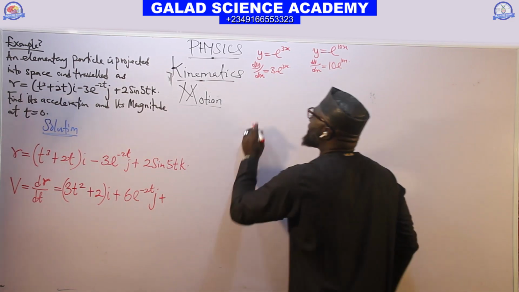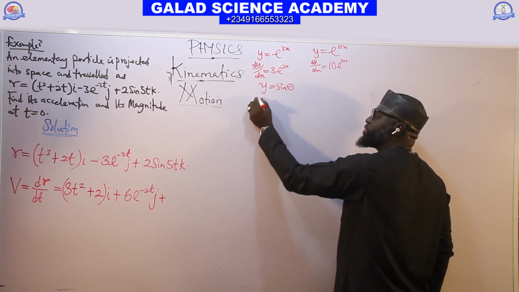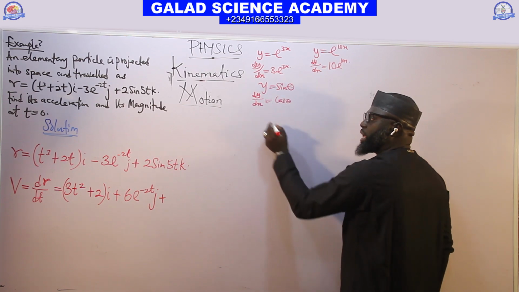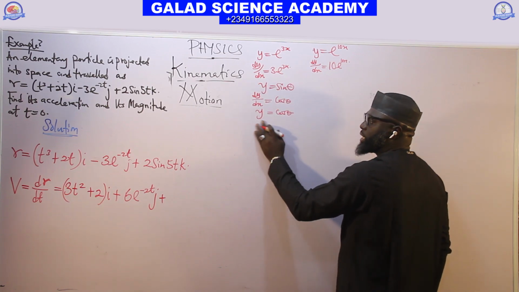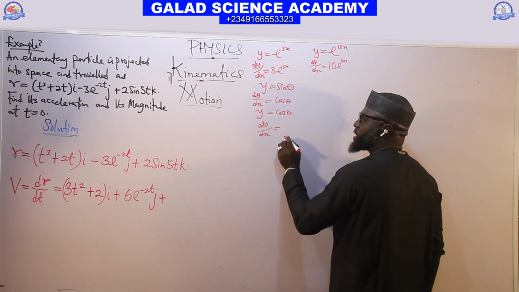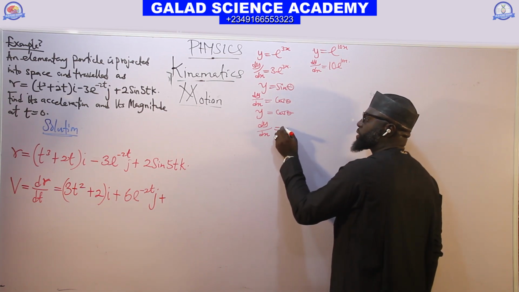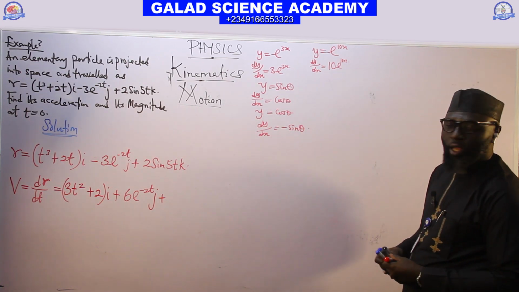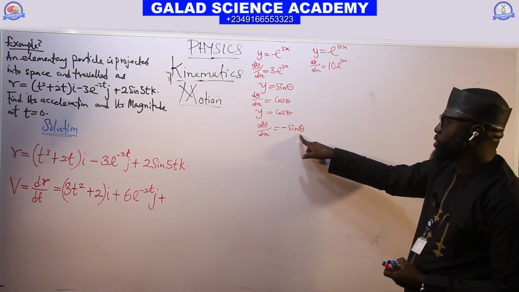And the next one is sine. Whenever we have y equal to sine theta, the derivative dy/d theta of sine theta is always cos theta. If y is equal to cos theta, dy/d theta for cos theta is always minus sine theta. If we differentiate sine, it will give us cos. If we differentiate cos, it will give us minus sine.